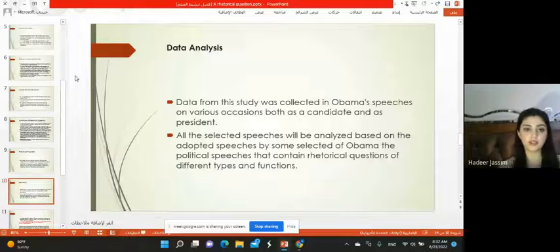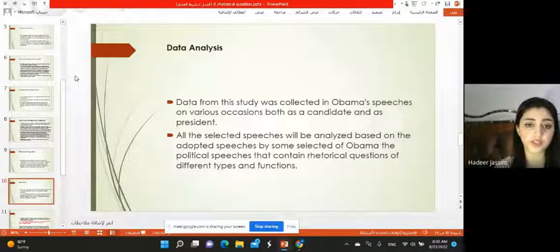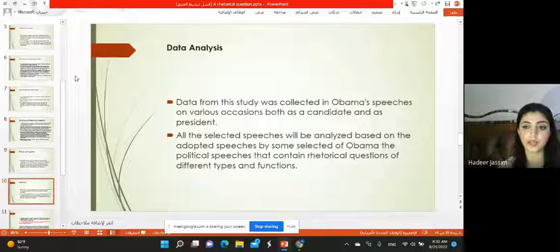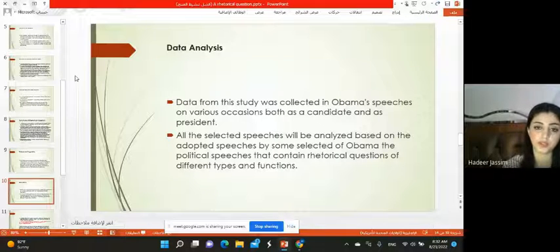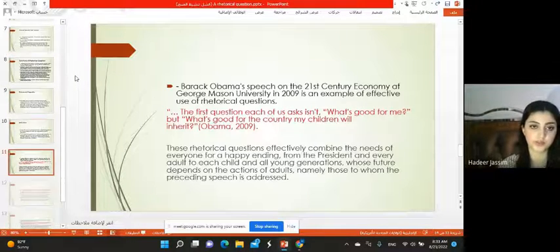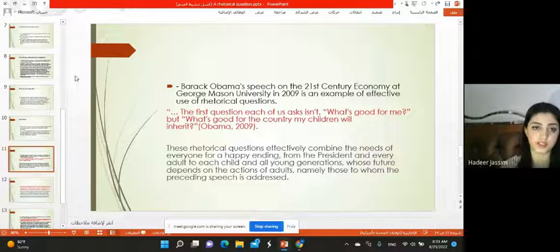Let's see the data analysis. Data from this study was collected from Obama's speeches on various occasions, both as a candidate and as a president. All the selected speeches will be analyzed based on the adopted theory, using selected Obama political speeches that contain rhetorical questions of different types and functions. Let's see the first example.